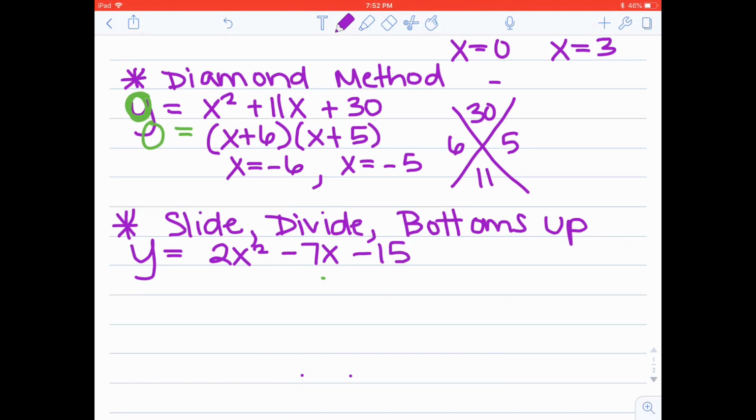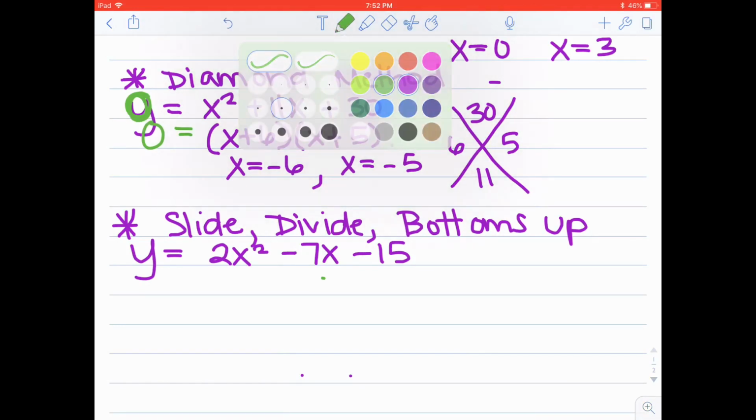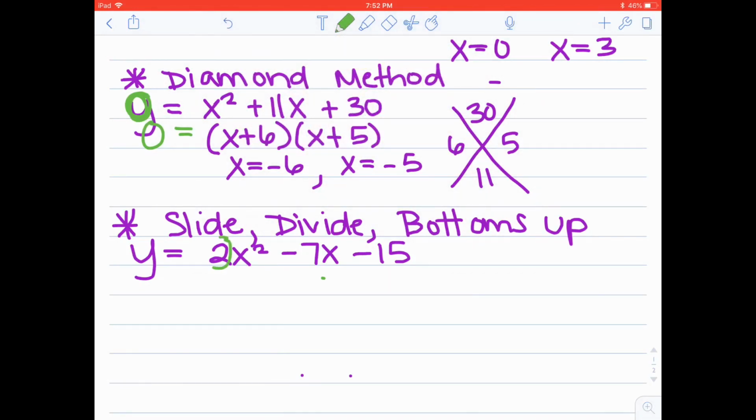So you'll notice for the diamond method, those are like the simple problems where x squared is all by itself. Here I have a 2 in the front. So anytime we have a coefficient for that x squared, we're going to take this number right here and slide it over and multiply it by that number. So I have 2 times -15 is -30. And so I'm going to multiply to -30 but add to -7.